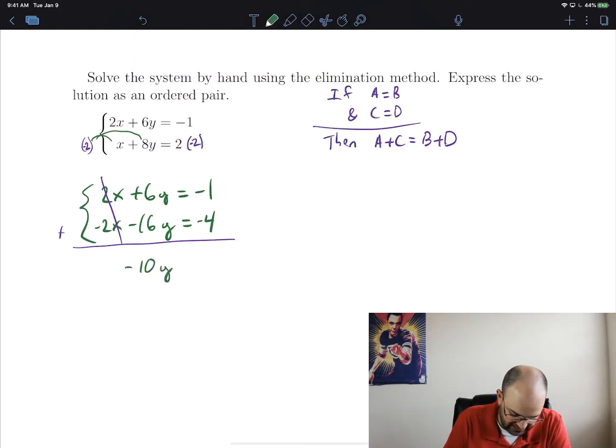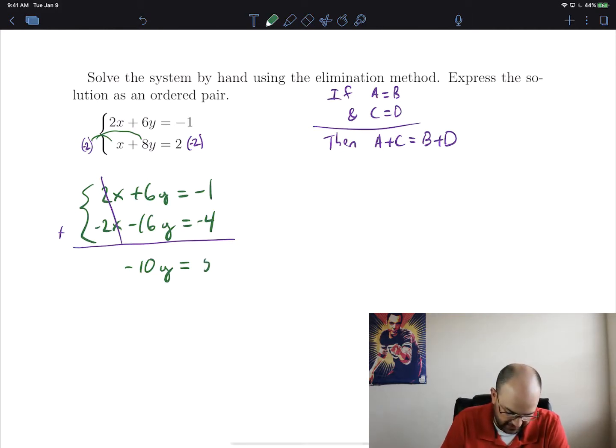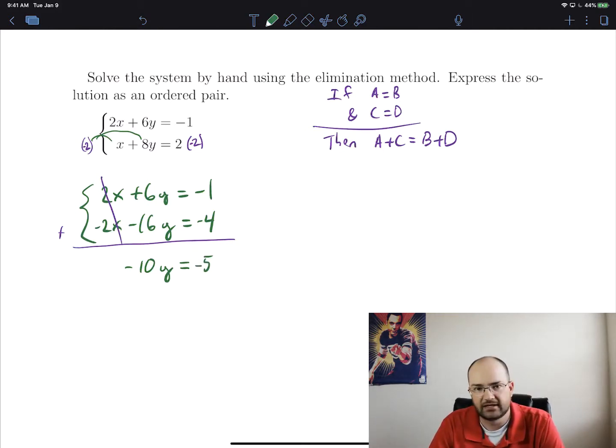So it gives us negative 10. Y is equal to the negative 1 minus 4, because it's negative 1 plus a negative 4. So negative 1 minus 4, they're the same sign, so you add them. 1 plus 4 is 5, but they're both negative, so we're going to keep it as a negative. Remember, it's only positive if you're multiplying, and then we'd get a positive 4 out of it. But we're adding, not multiplying.